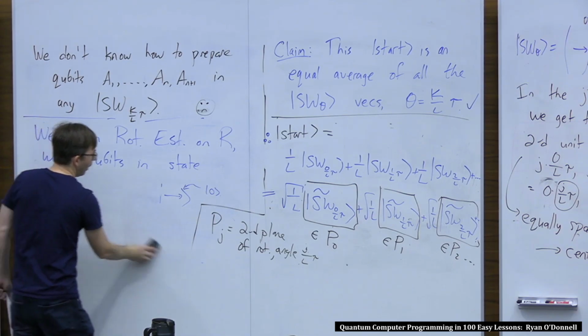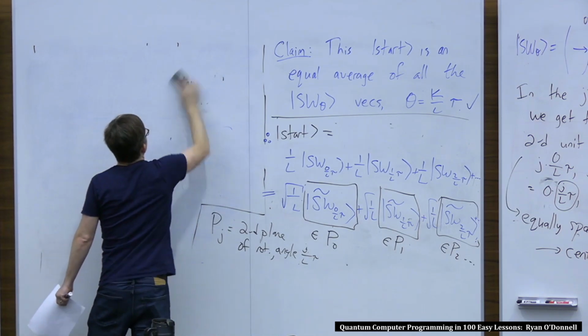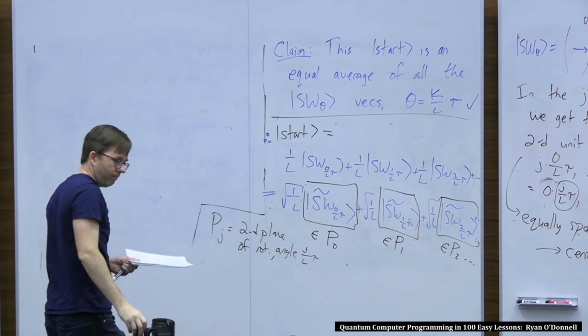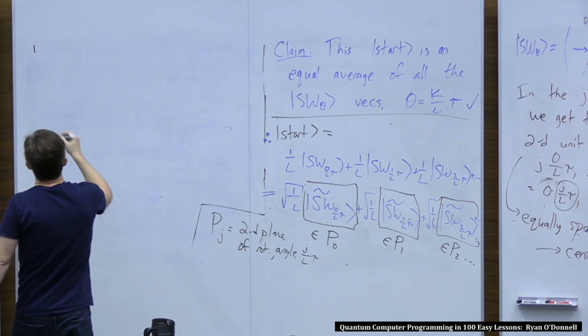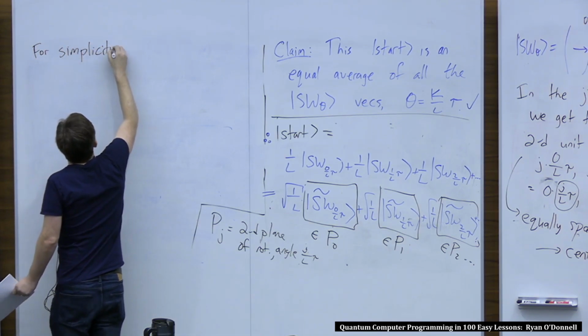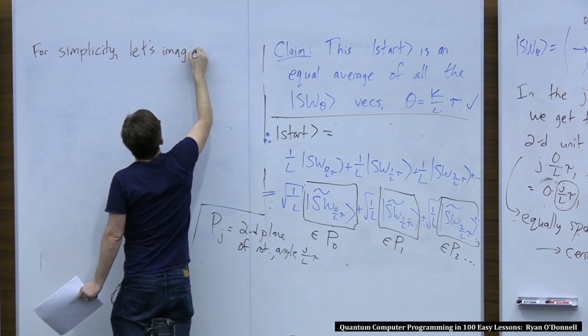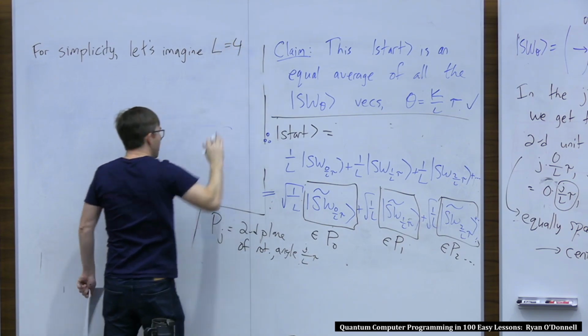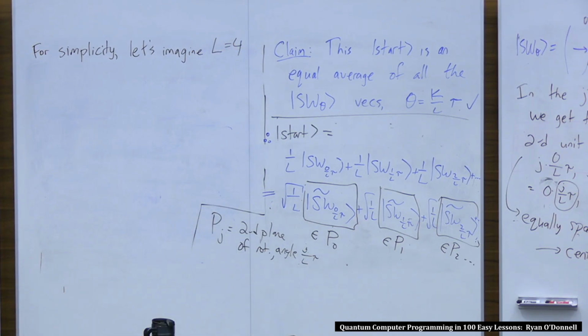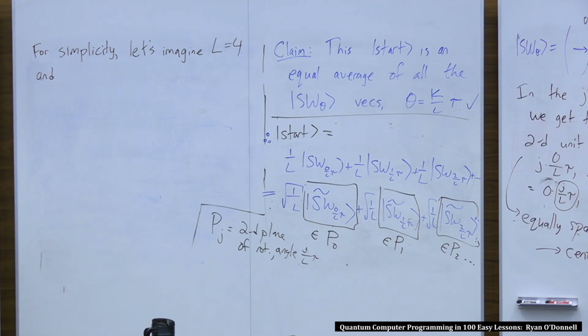So let me say this bait and switch now. Okay, so for simplicity, let's imagine that L is 4. I'm also going to fix a concrete value for L, just so that we don't have so many symbols. And we have 4 perpendicular 2D planes of rotation in our world.